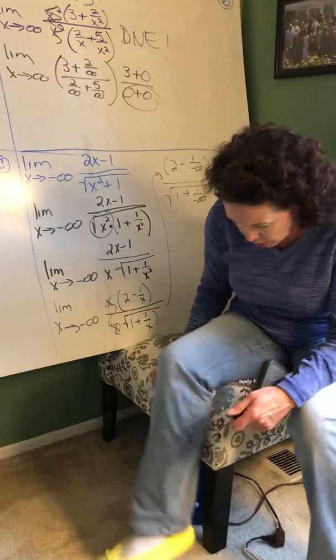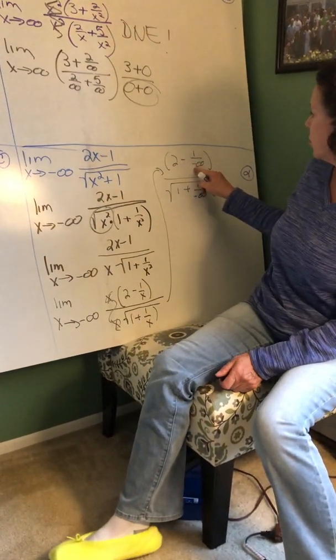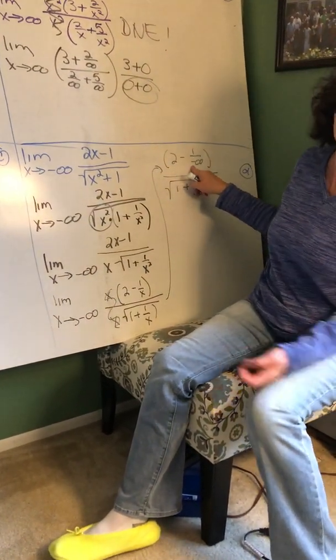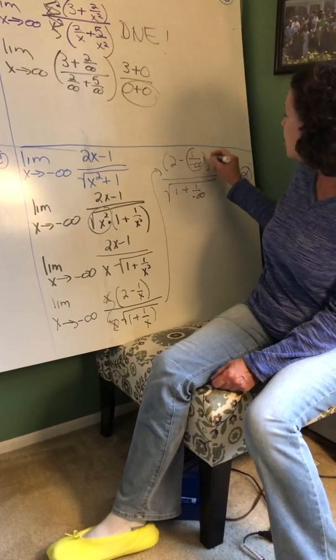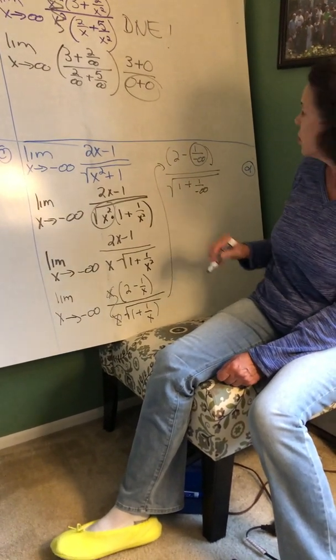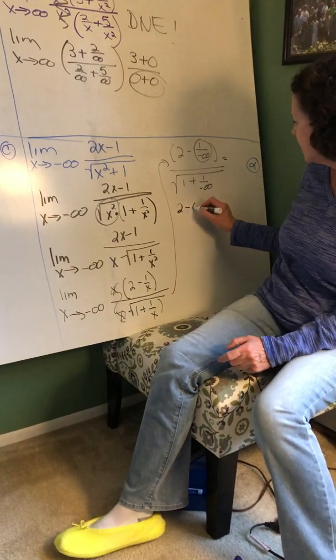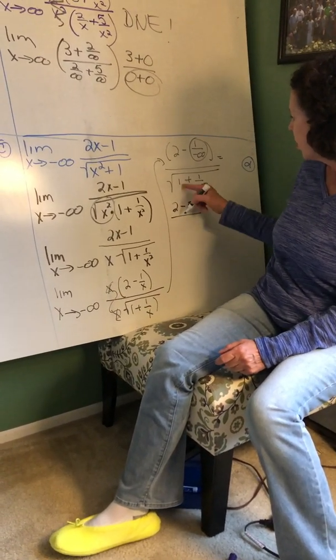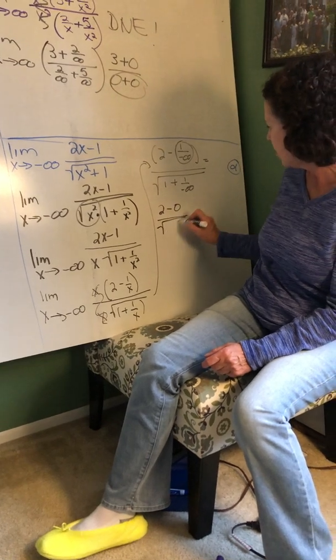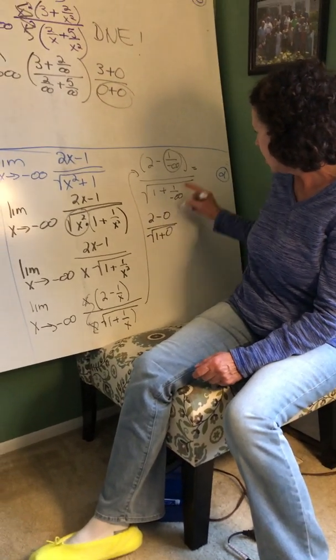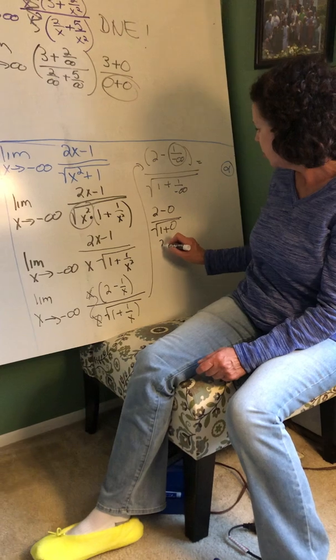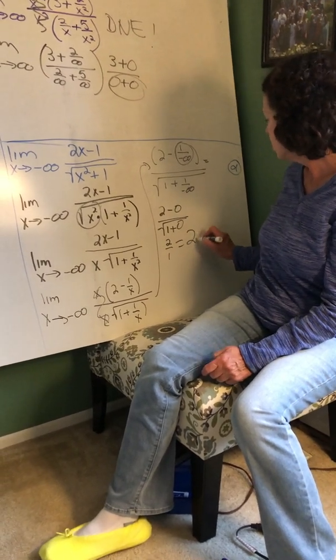Okay, now, don't let this throw you. This does not become a positive, though in a way it doesn't really matter. You always do division before subtraction. This is approaching 0. And so this is 2 minus 0 over the square root of 1 plus 0, which is 2 over 1, which is 2.